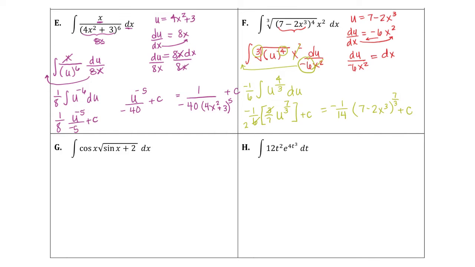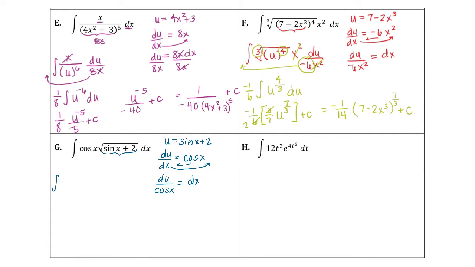All right, in our next problem, we are going to bring in some trig, so don't freak out. But again, underneath here, that's probably going to be the inside function. And so I'm going to let u equal sine x plus 2. And so the derivative of u with respect to x is going to give us cosine of x. And solving for dx, we would multiply dx over, divide cosine. So I'm going to have du over cosine x equals dx.